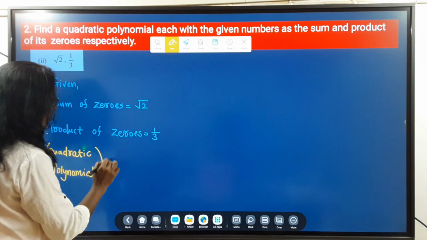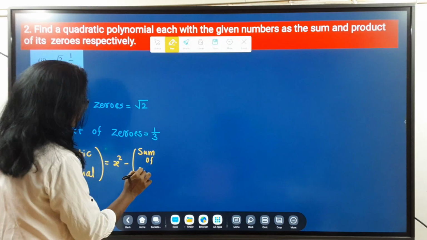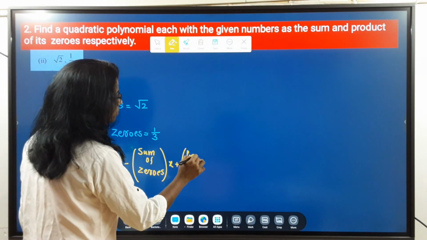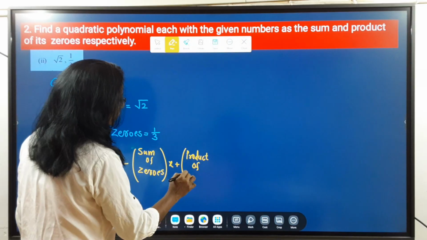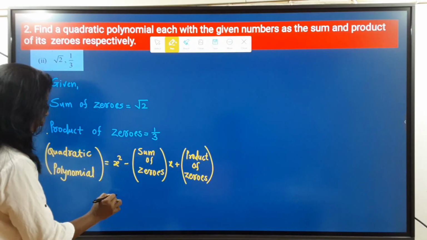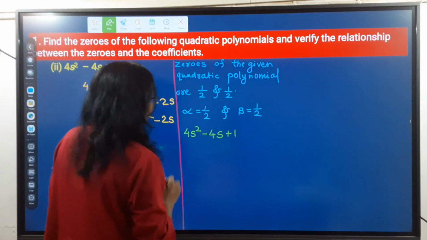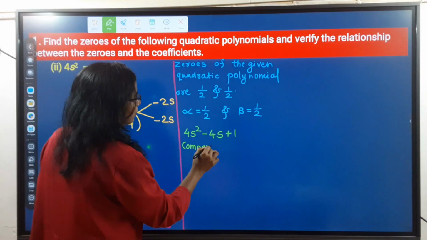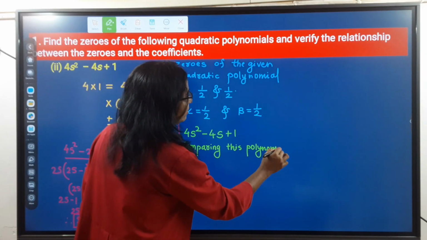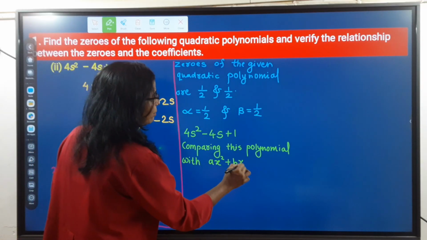Quadratic polynomial is equal to x square minus sum of zeros multiply x plus product of zeros. Yes, product of zeros. Now here we have to substitute the values. So here x square, now here quadratic x square minus 4x plus 1. So now compare, comparing this polynomial with ax square plus bx plus c.